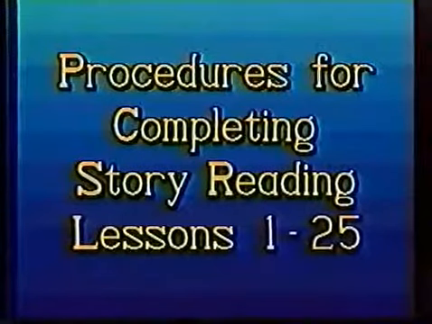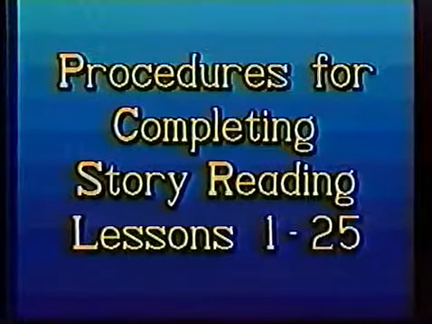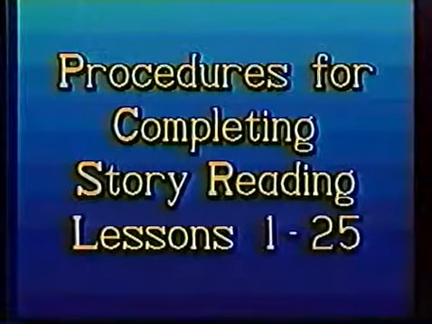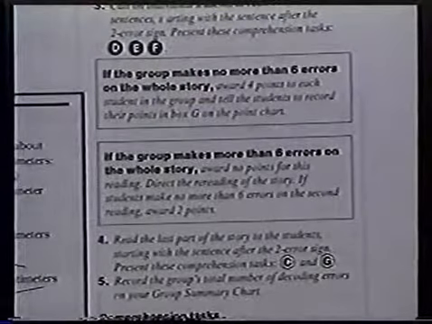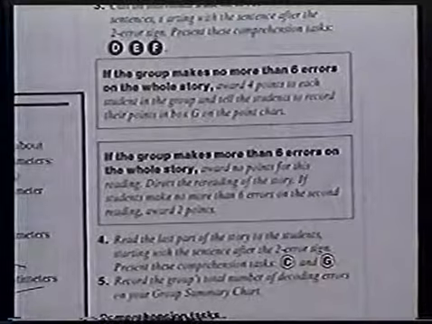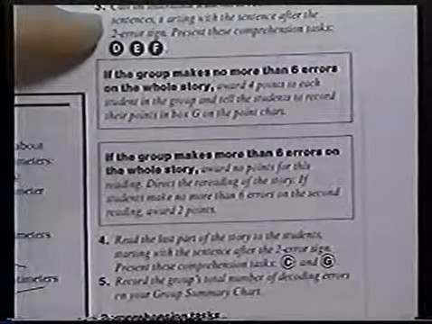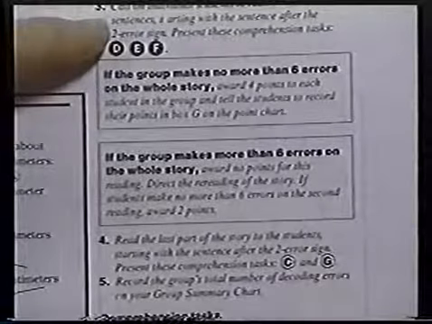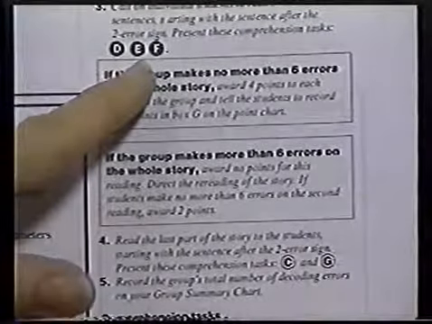Always be sure to watch your script carefully and watch for changes in procedures. During the beginning lessons of Reading Mastery 3 up to Lesson 25, the procedures after the 2-error mark vary from lesson to lesson. For example, for Lesson 12, you direct individuals to read 2 or 3 sentences while you ask comprehension questions indicated by black circled letters.